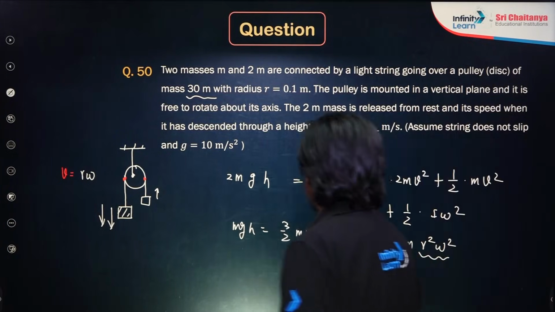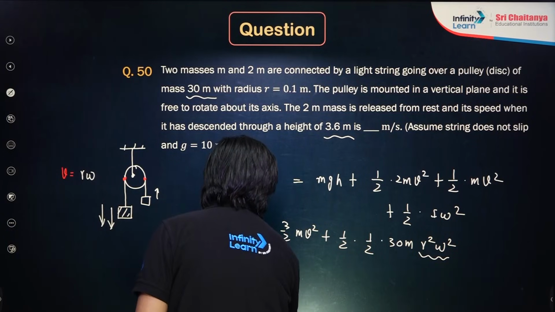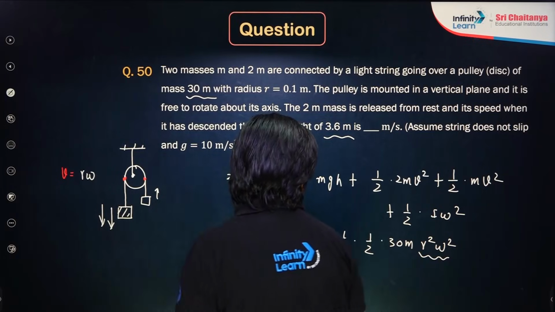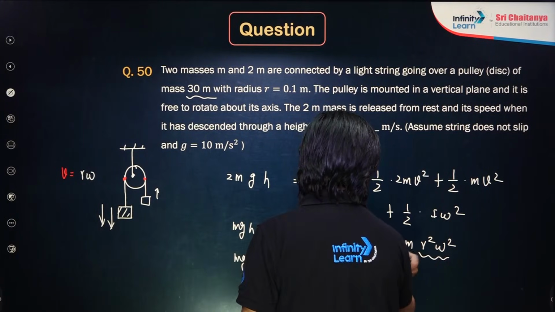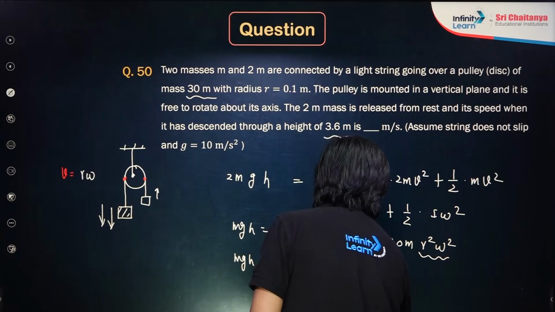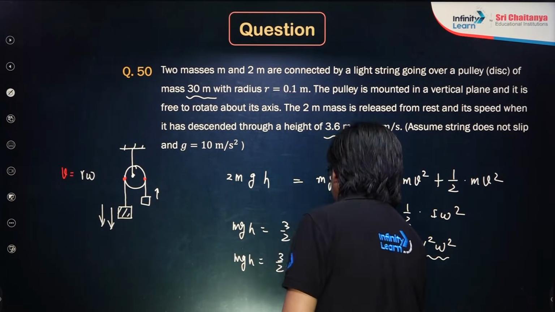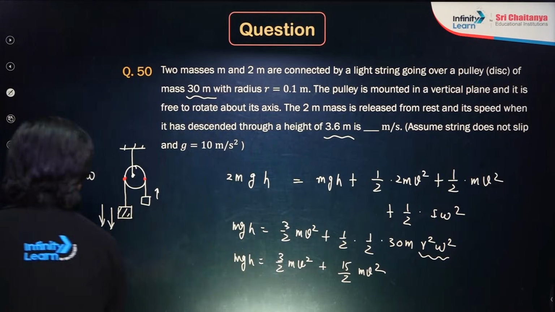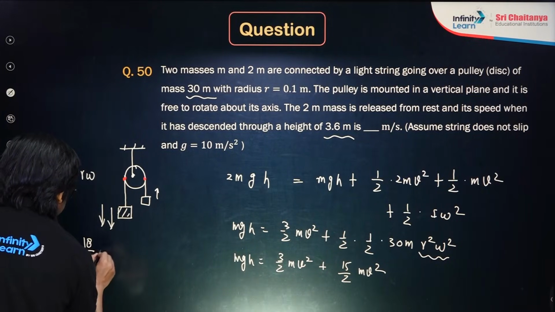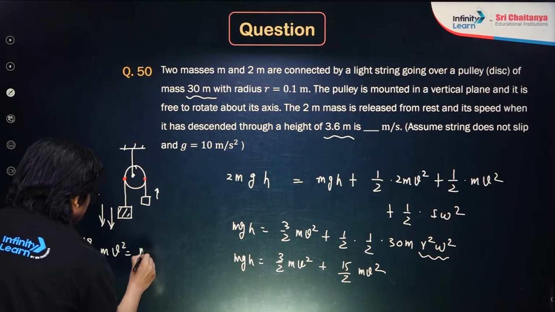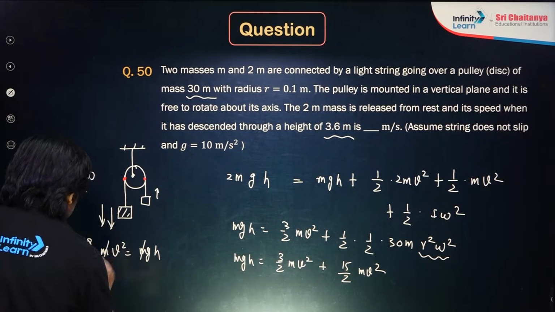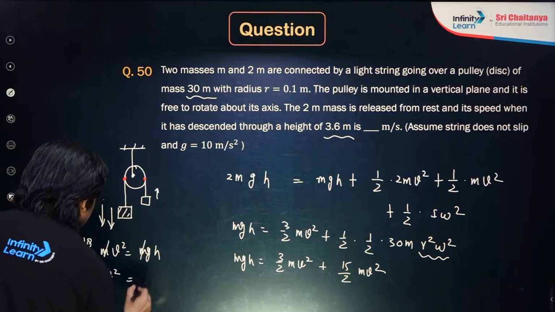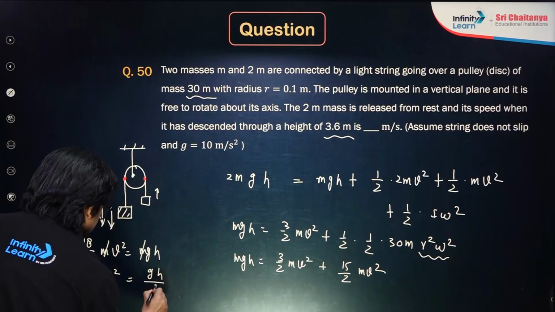So you can write here mgh is equal to 3 by 2 mv square plus 1 by 2 times 30, which gives 15 by 2 mv square. Now 15 by 2 plus 3 by 2, that is 18 by 2. So you have 18 by 2 mv square is equal to mgh. m and m cancel out. So v square is equal to gh by 9.